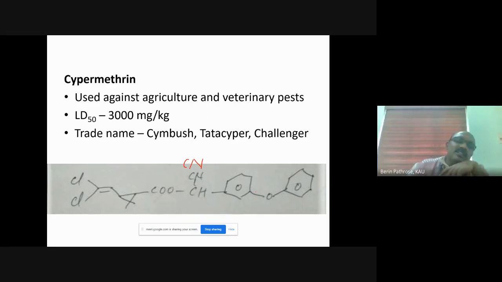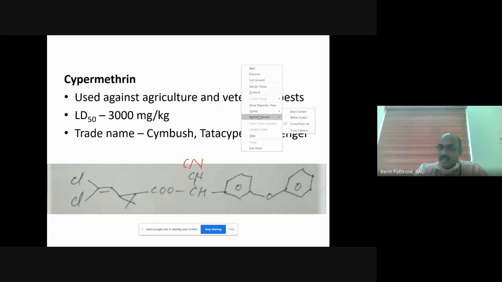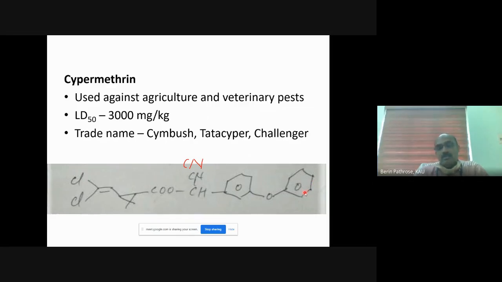See, the LD50 is 3000 milligram per kg. It is available in several trade names. I have written only a few: Tata, Cyper, Simbush, Challenger, Ripcord. There are several trade names. If you look into any pesticide shop, you will see several trade names of cypermethrin. So here again, an alpha cyano group is there. So hence it is a type 2 pyrethroid. We have a little change to the acid group, but the phenoxyphenyl ring is there in the alcohol part. It replaced the alcohol part.